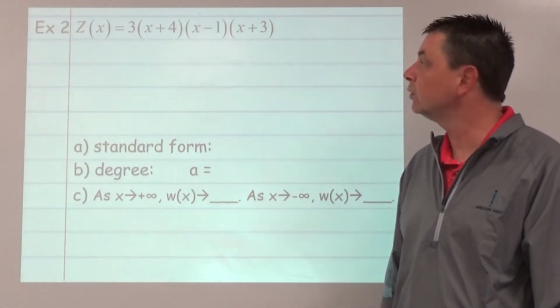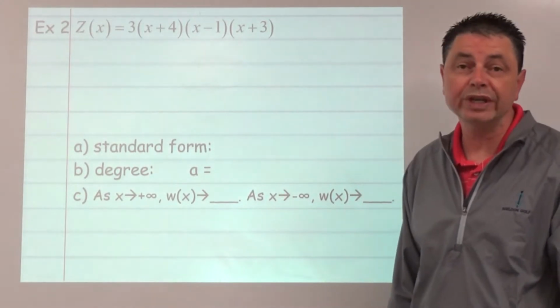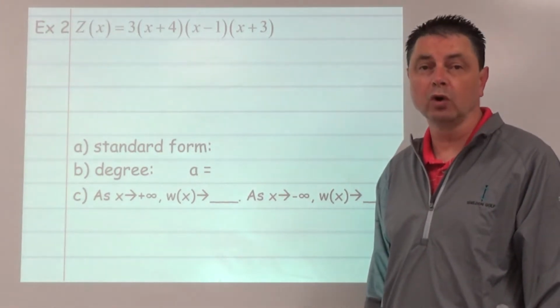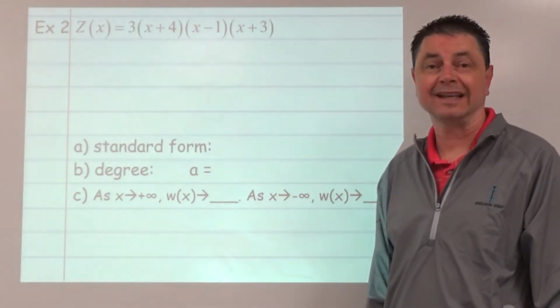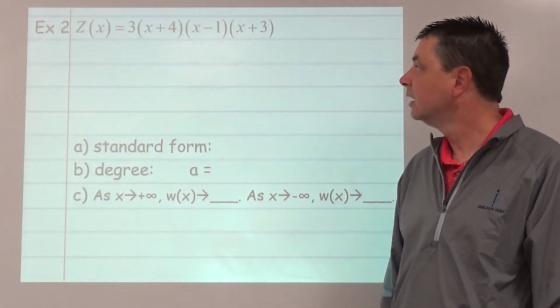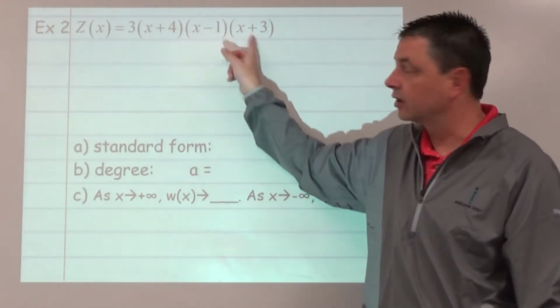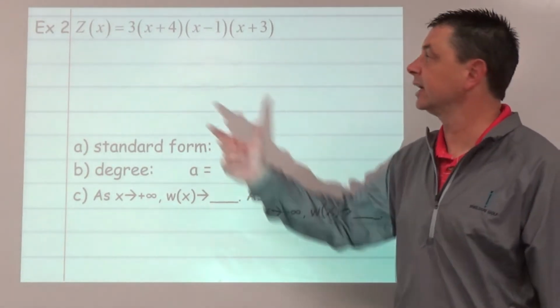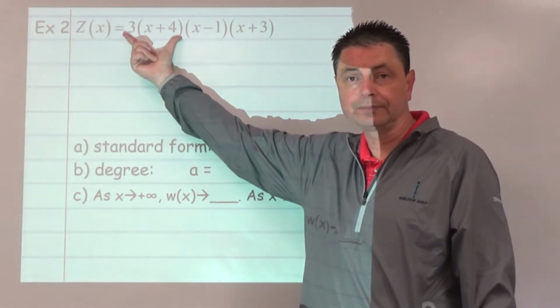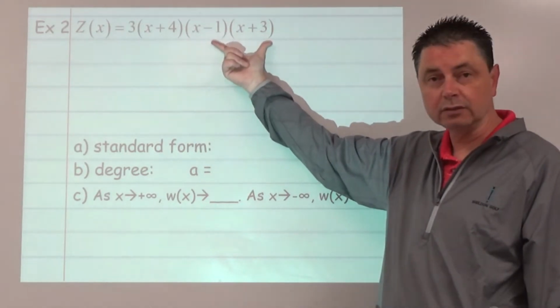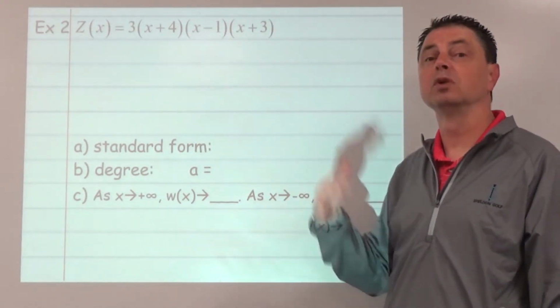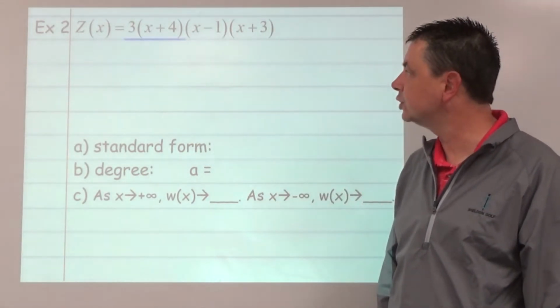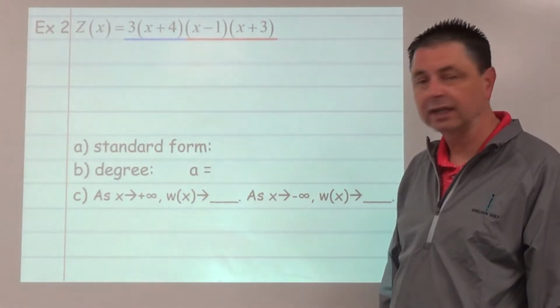Example number 2, we've got z of x is equal to 3 times x plus 4 times x minus 1 times x plus 3. So really there's 4 different factors here. We can't multiply them all at the same time, so I'm thinking we may multiply the first 2 together and the last 2 together, and get those 2 products, and multiply those together. So first 2 and last 2.